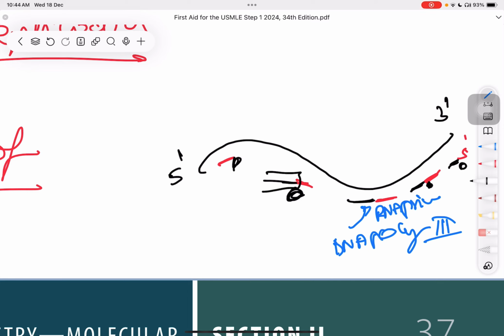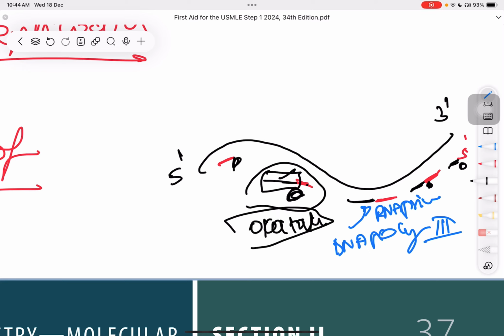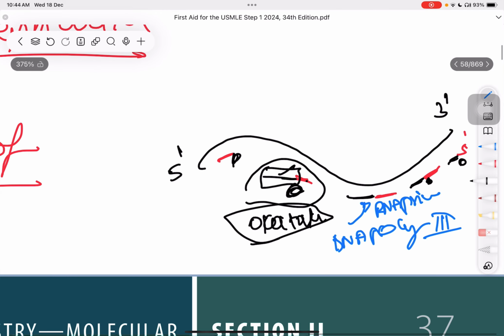It synthesizes a small segment of DNA, and this primer, along with your DNA segment that has been initially synthesized by DNA polymerase, is also known as Okazaki fragment. Okay, clear? Yeah. Up to now, what we have, we have RNA primer, we have DNA polymerase 3.